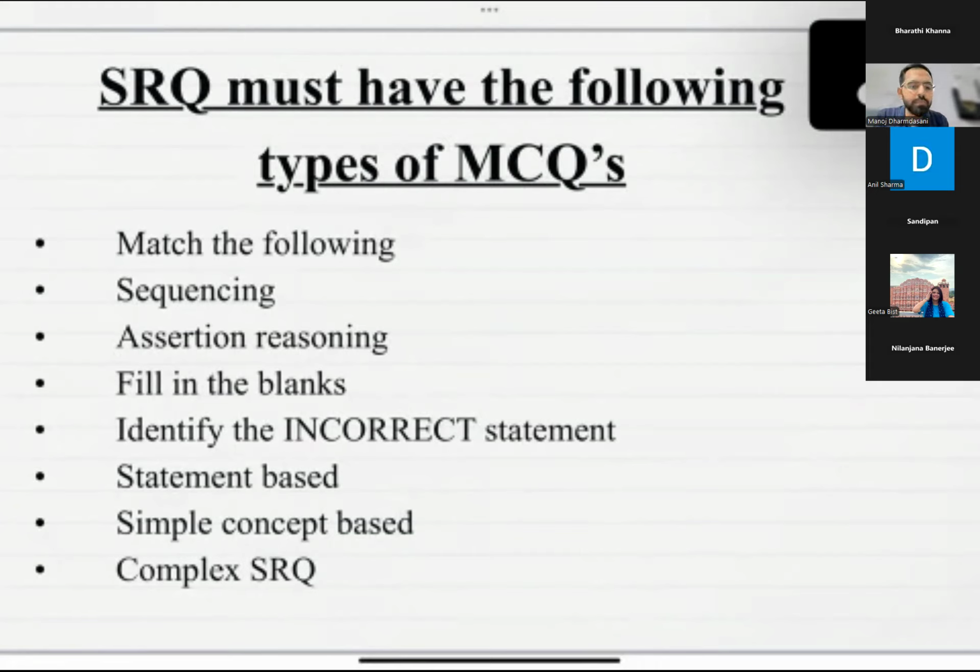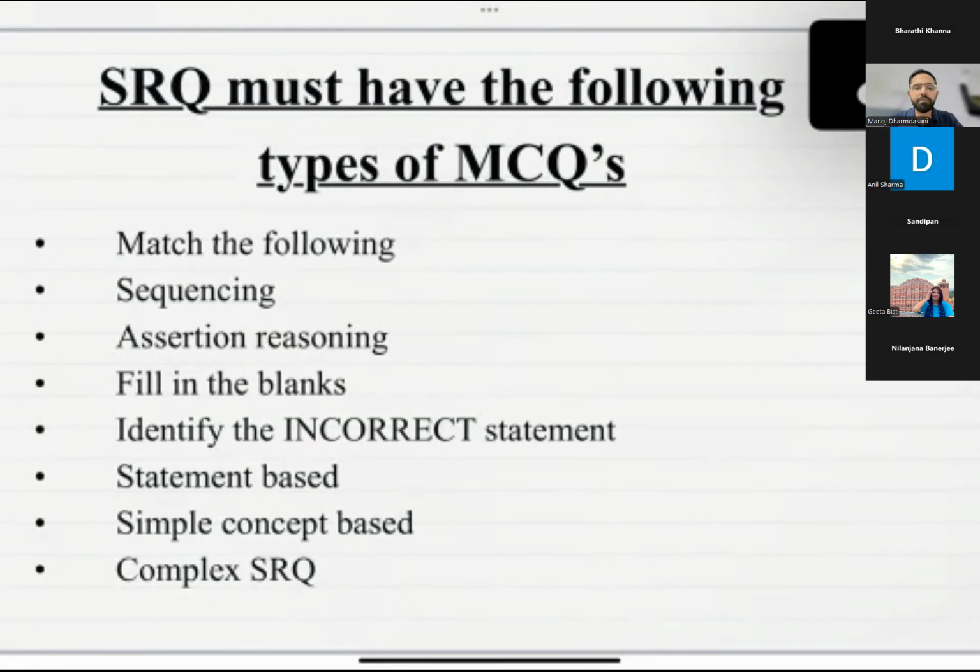Then next is the fill in the blanks category. This is a very old one, but now it has come in a new version, that is MCQs. They used to skip a particular word in the middle of a sentence and give us 4 options. Then the student needs to identify the answer. This is a very old concept.